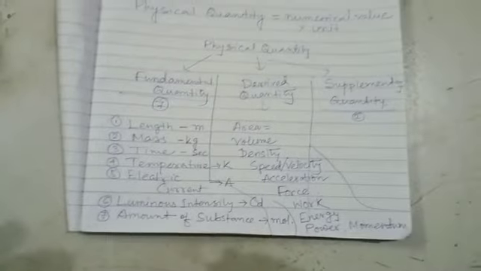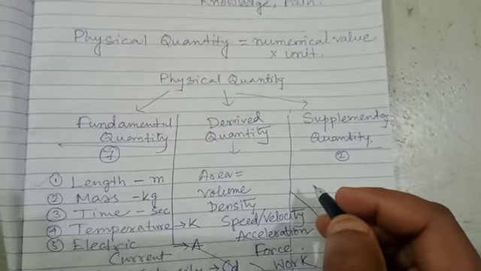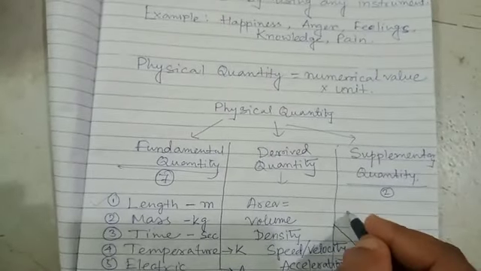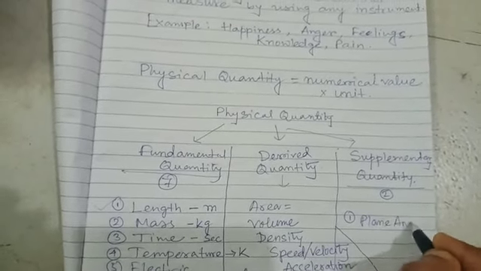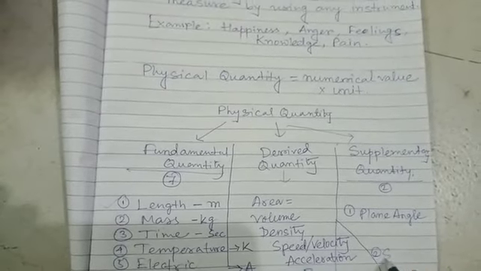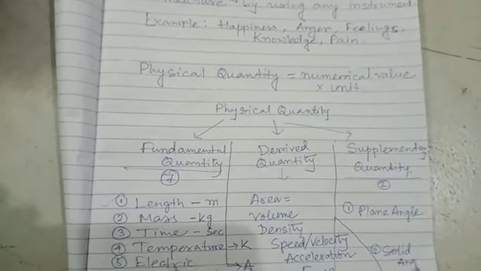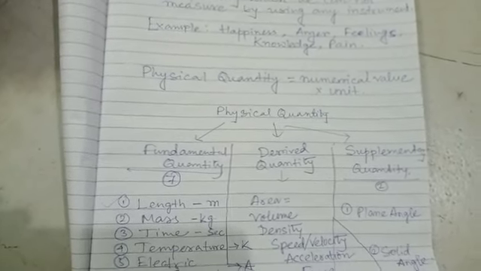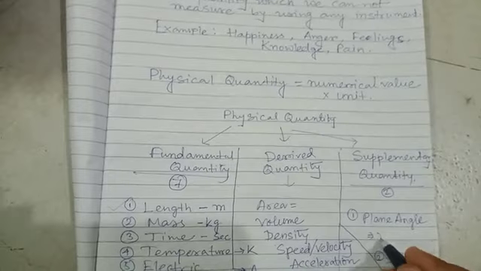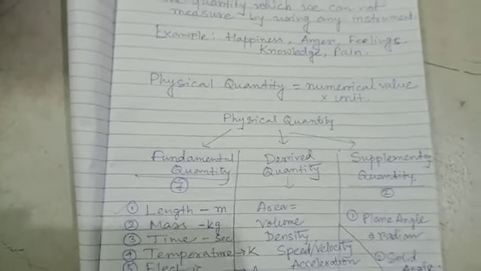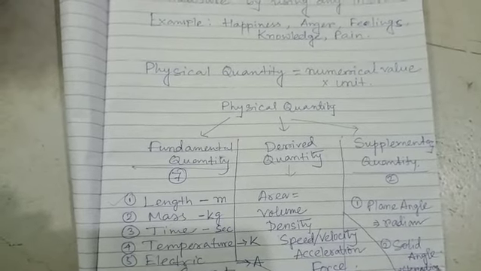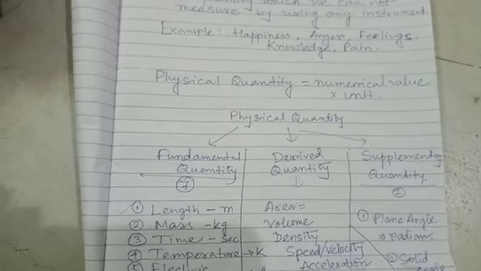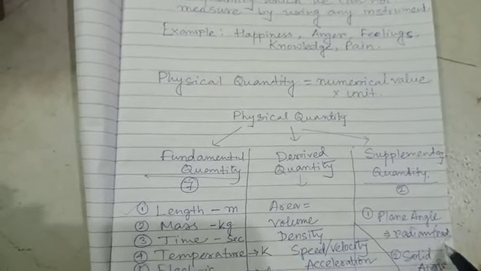That means for angle we can say that this is plane angle, and for another we can say that this is solid angle. One supplementary quantity is plane angle, and the second one is solid angle. For plane angle the SI unit is radian, and for solid angle we use the steradian unit. Steradian is written as sr and radian is written as rad.